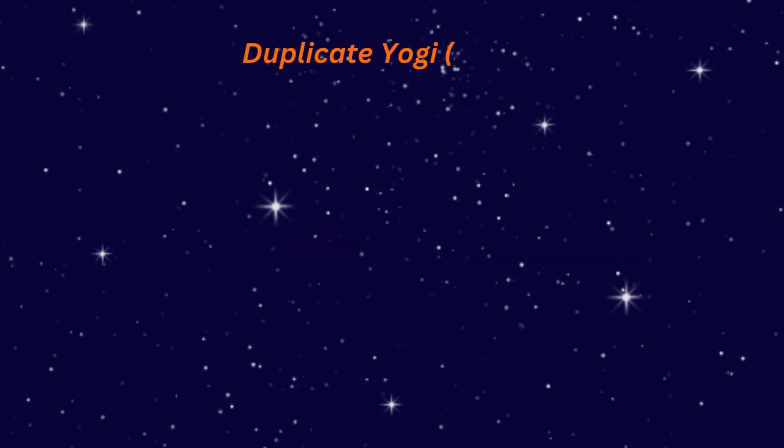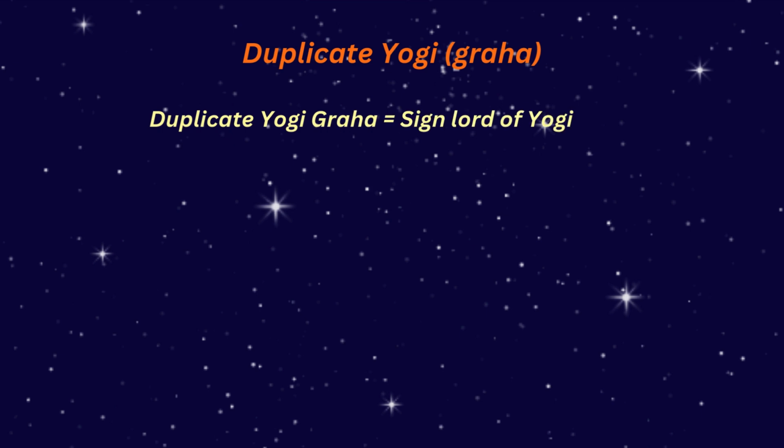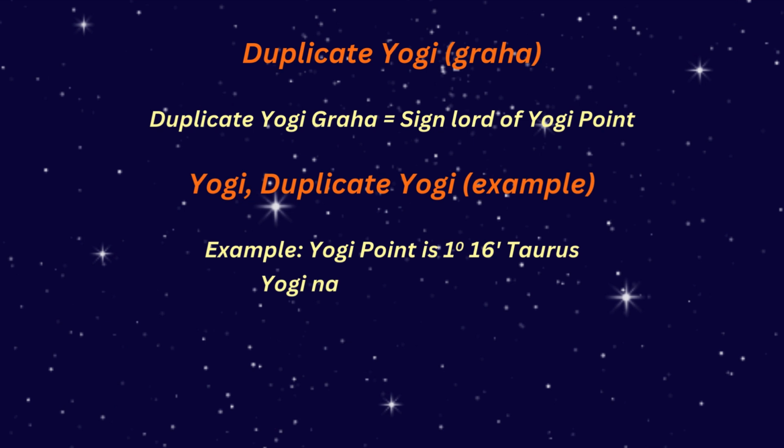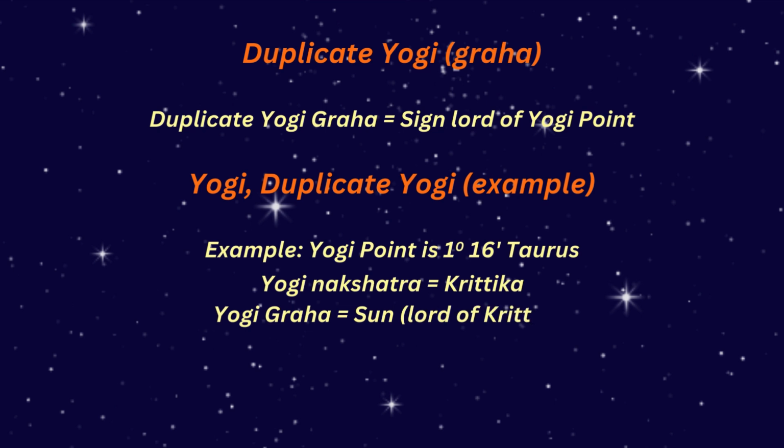Now that we've understood the yogi triad, let's talk about the duplicate yogi. This part is simple. Once you've calculated the yogi point, finding the duplicate yogi is straightforward. The duplicate yogi graha is simply the ruler of the sign in which the yogi point falls. That's it. No additional point to calculate and no associated nakshatras. The duplicate yogi is purely a sign-based graha.